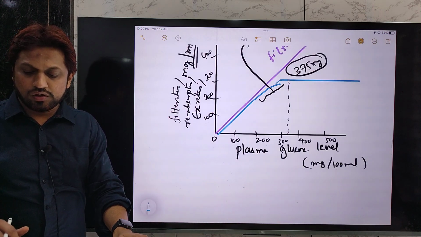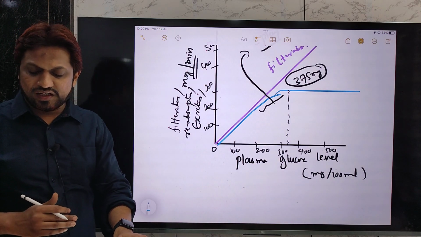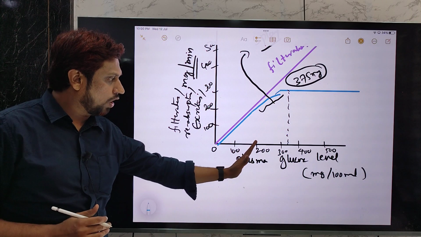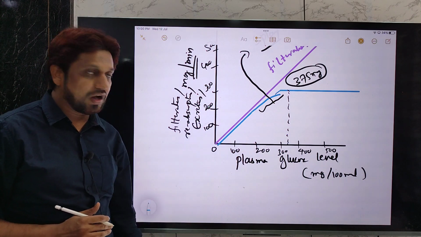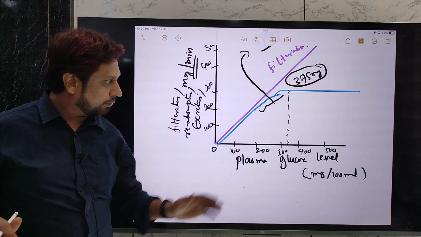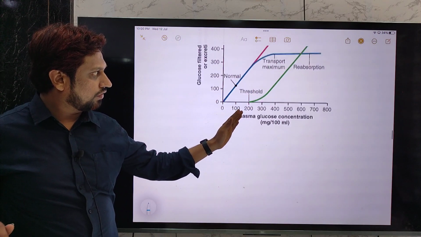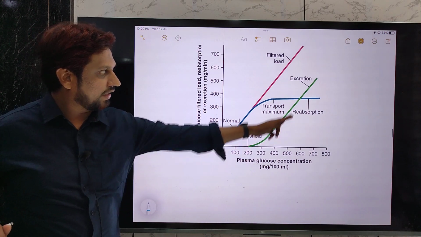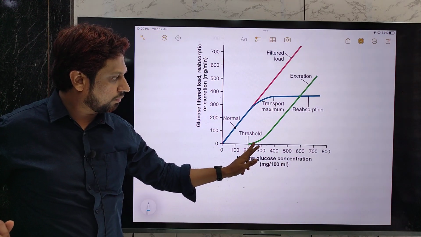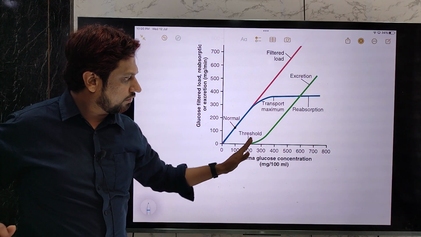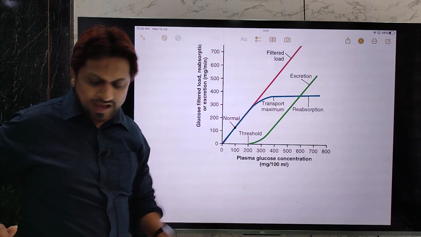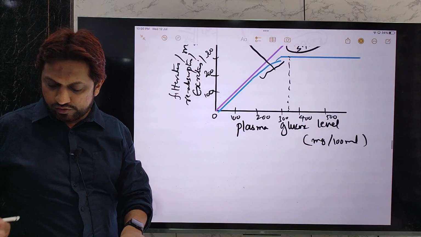Now, practically what we see is that at around 200 milligram in the arterial plasma, the glucose will start appearing in the urine, as you can see in this ready-made graph, this green color line. After 200 milligram of the plasma, slowly it will start appearing in the urine. That is the excretion. I'll draw it for you.